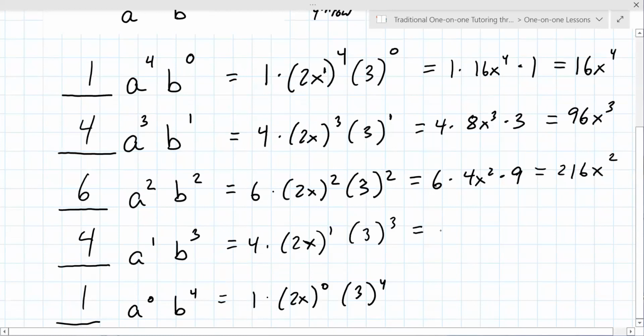And we keep going here. So 4 times 2x times 27. What will I do here? I'll go 4 times 27 is 108, times 2 is 216. And then the last one, anything to the 0 power is 1. 3 to the fourth is 81.